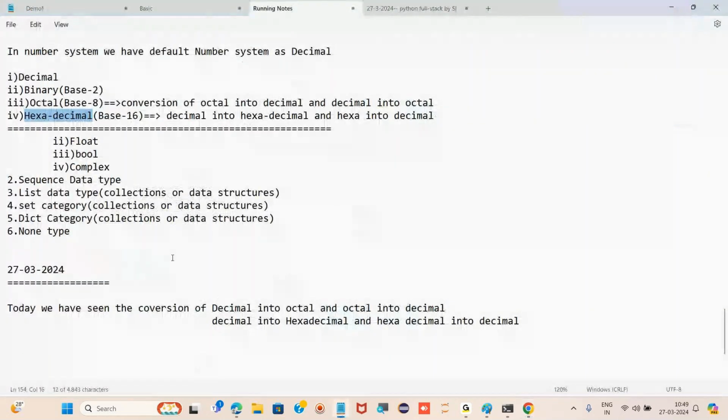Also, we have float. What is float? Float is nothing but something which can store floating point values, or we can say decimal values. Getting my point?